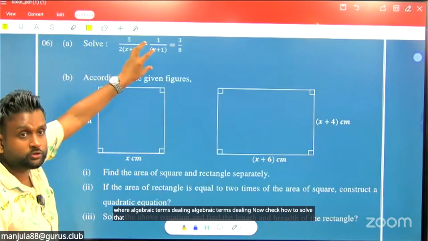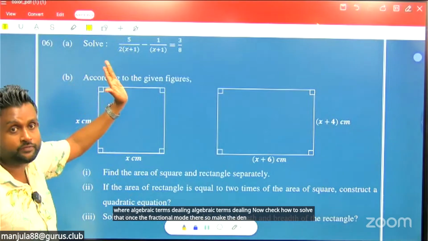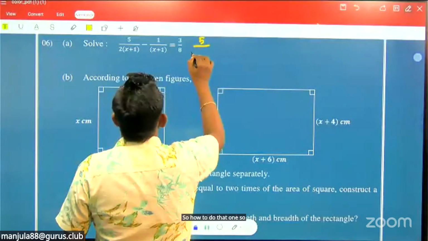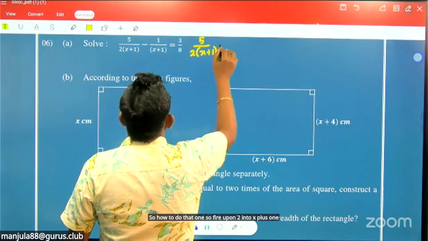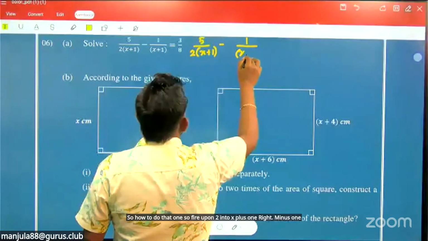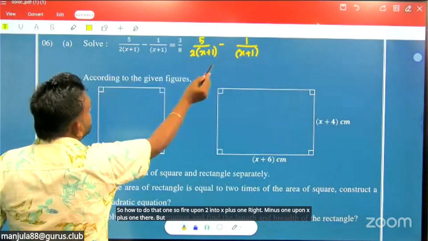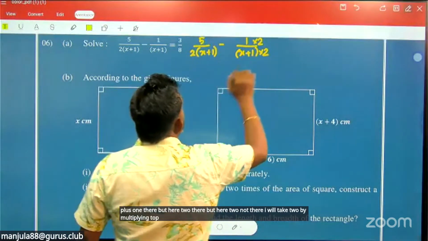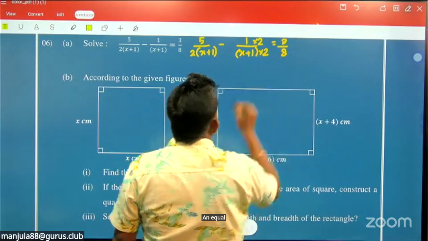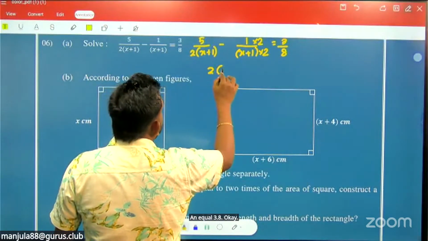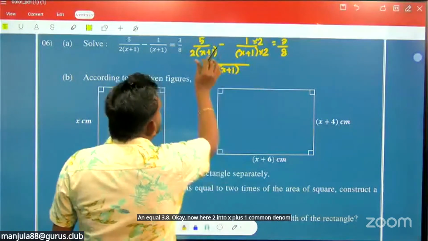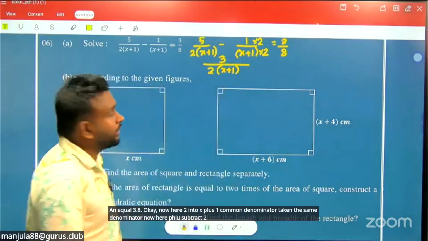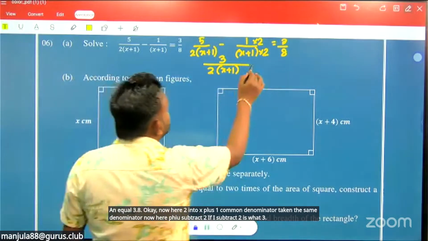The fractional form is there. So make the denominator equal on the left side. So how to do that? So 5 upon 2 into x plus 1, right, minus 1 upon x plus 1 there. But here 2 is there, but here 2 is not there. I will take 2 by multiplying top and bottom. Then equals 3 upon 8. Okay, now here 2 into x plus 1 came as the denominator. Taken the same denominator. Now here 5 subtract 2. 5 subtract 2 is what? 3. Equals 3 upon 8.